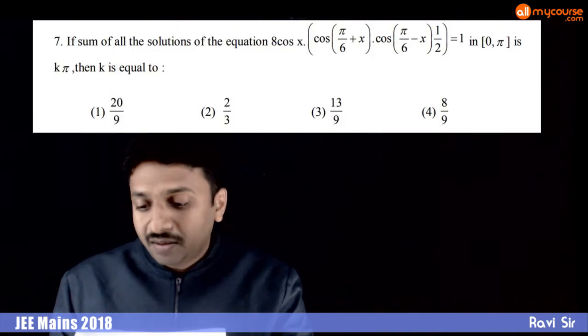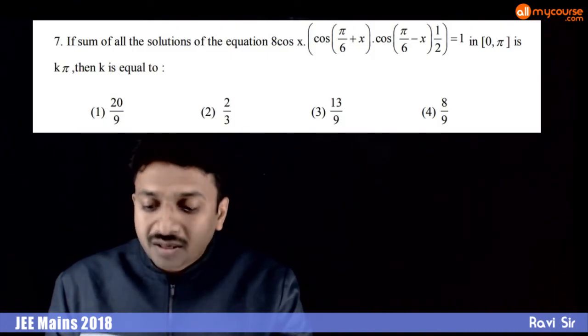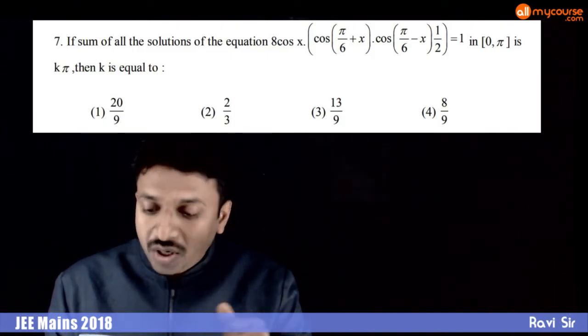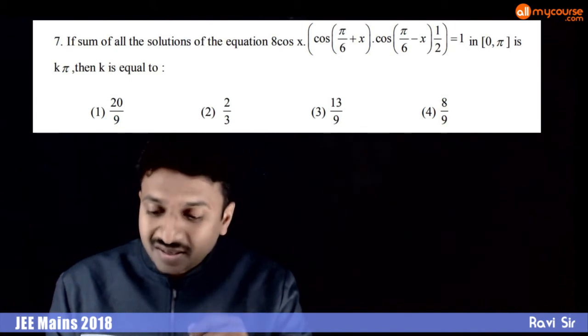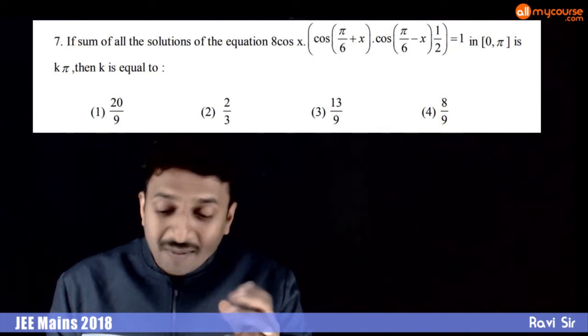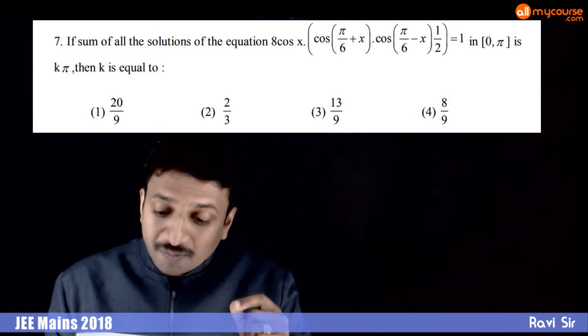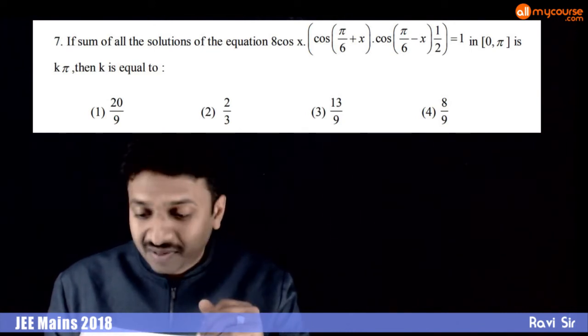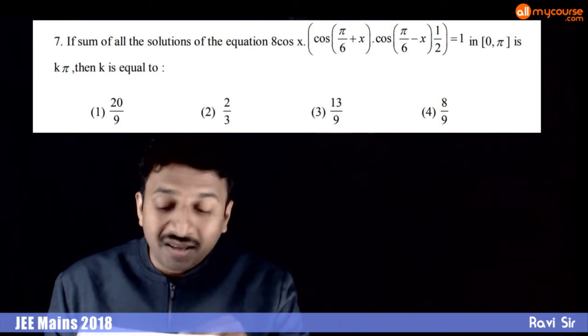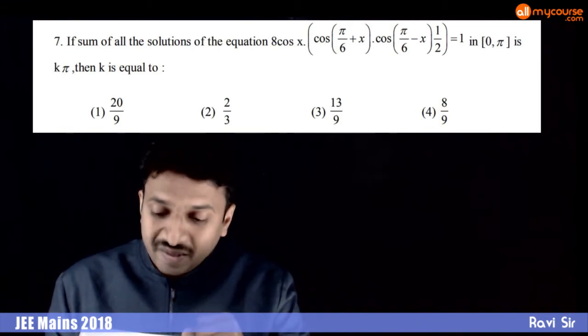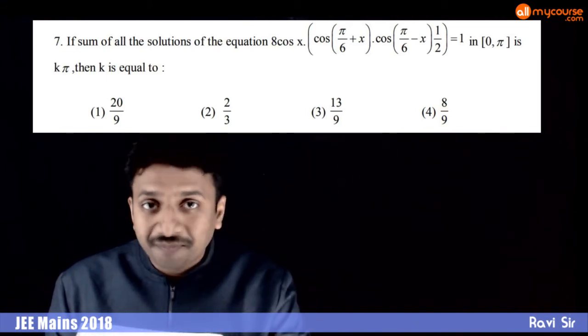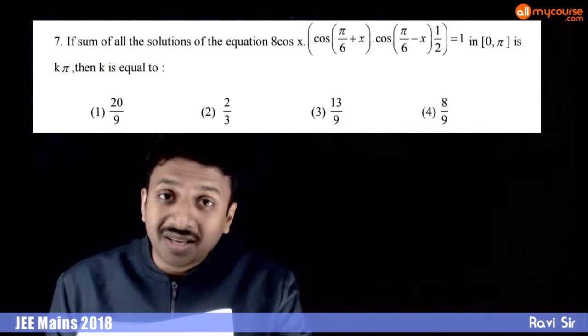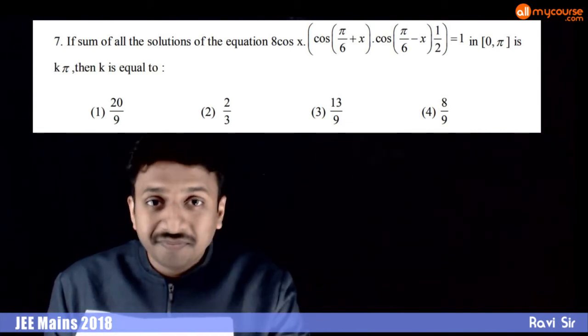So let us go to question number 7. If the sum of solutions of the equation 8 cos x times cos(π/6 + x) times cos(π/6 − x) − 1/2 = 1, between 0 and π, is kπ, you're asked to find the value of k. The answer to this question is 13/9.